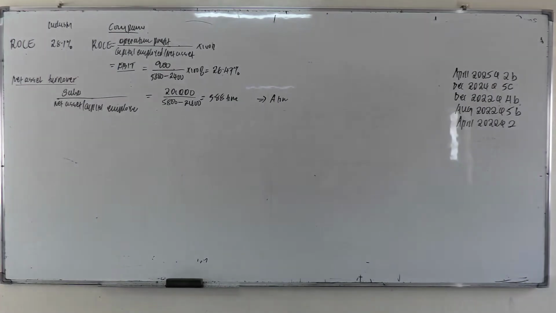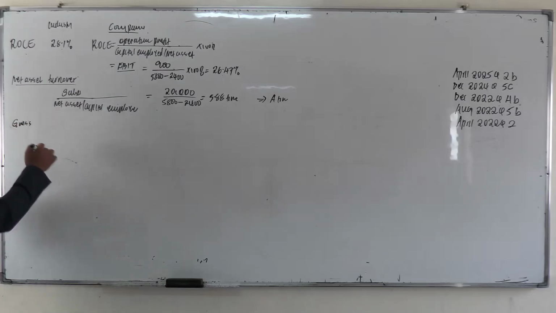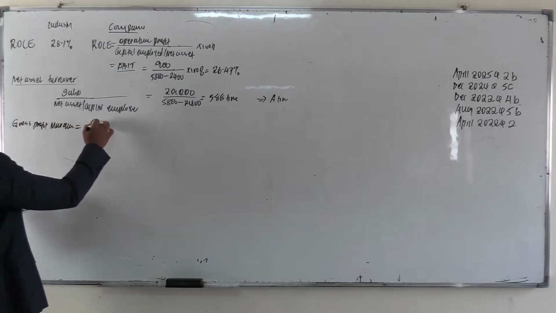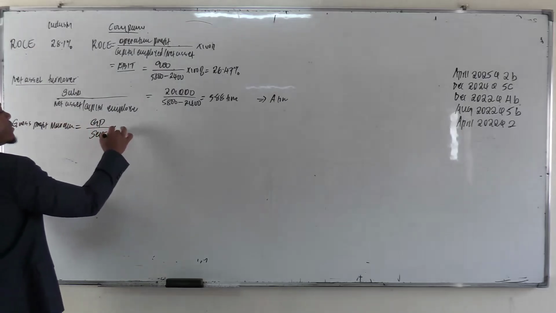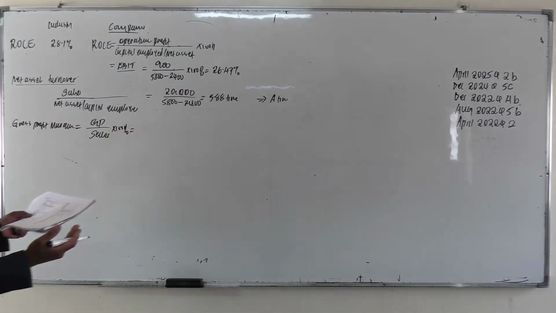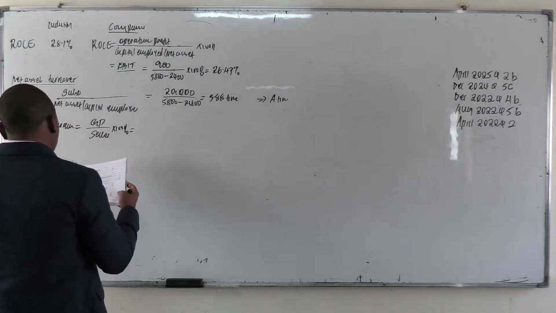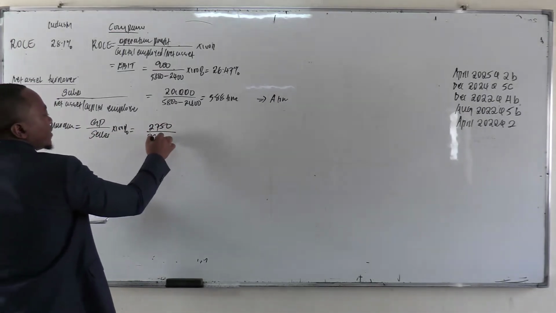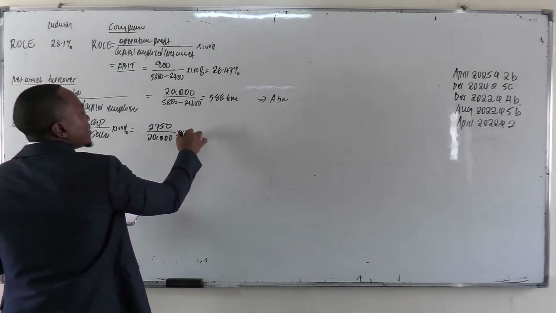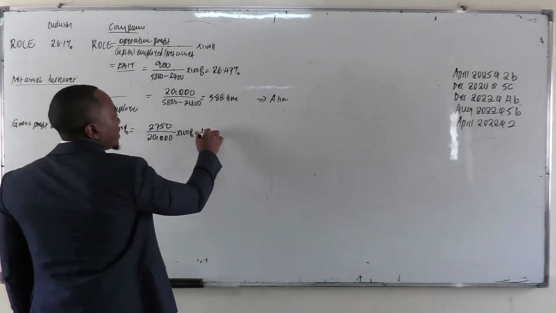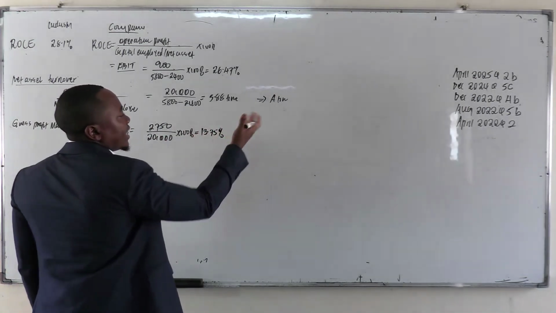For example, the other ratio was what for the industry? Gross profit margin. You just need to know how we get the gross profit margin. To get the gross profit margin, we take the gross profit over sales times 100%. All the profitability ratios are expressed in percentage. How much is our gross profit? The gross profit was 2,750. The sales for the company was an amount of 20,000. Then you express it in percentage: 13.75%.